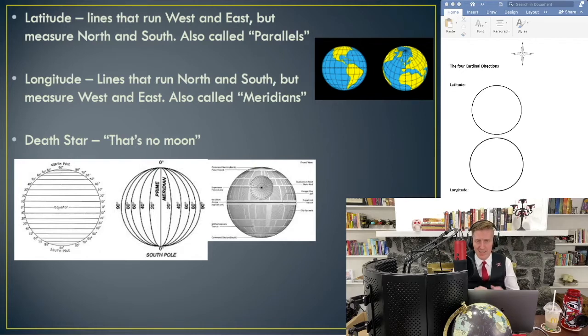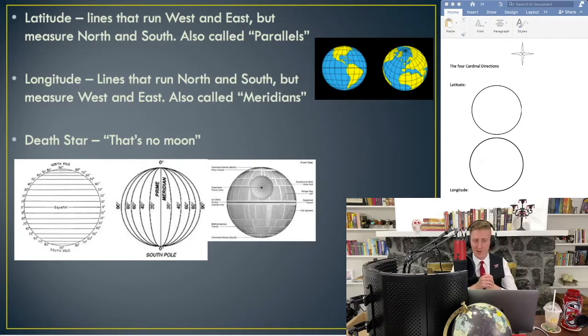Longitude is going to be the exact opposite of latitude in almost any way imaginable. They run north and south, and they tell us how far east or how far west something is. Note that latitude lines are parallels, longitude lines are not. All the math nerds out there are getting really excited because they know that parallel lines are 2 or more lines that will continue indefinitely in both directions and never get closer or farther apart from each other. They'll always maintain the same distance from each other.